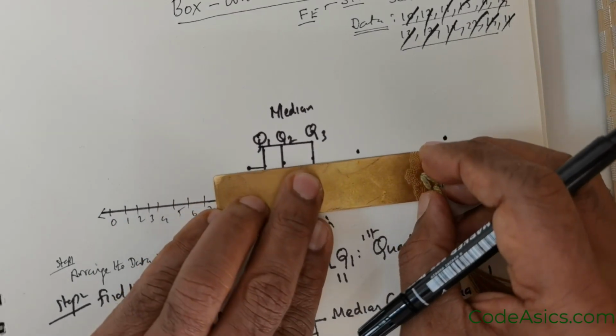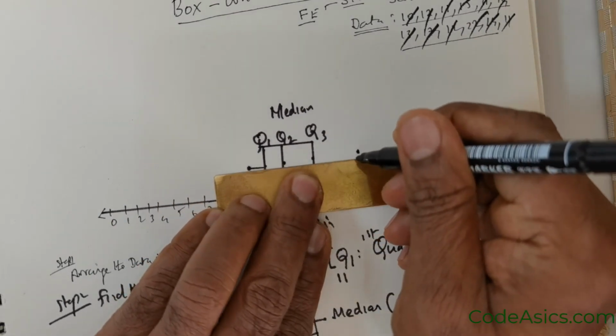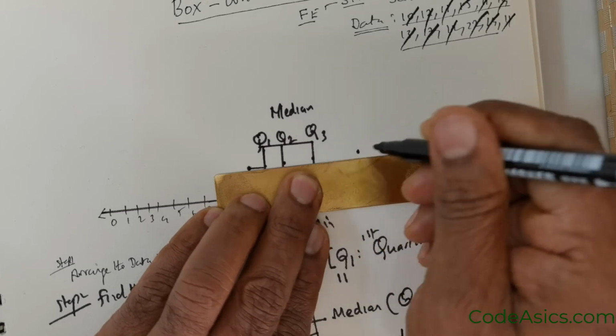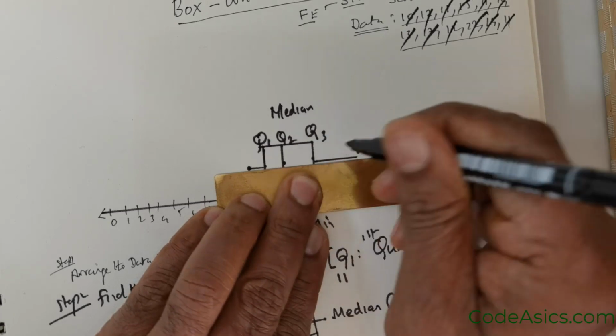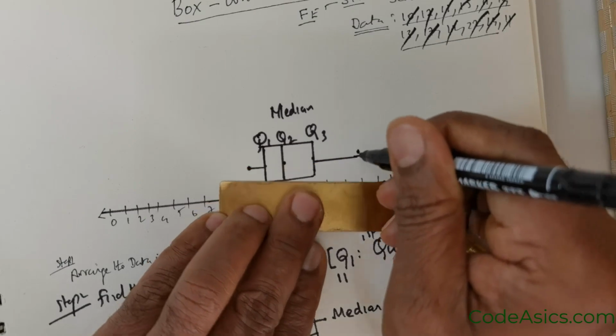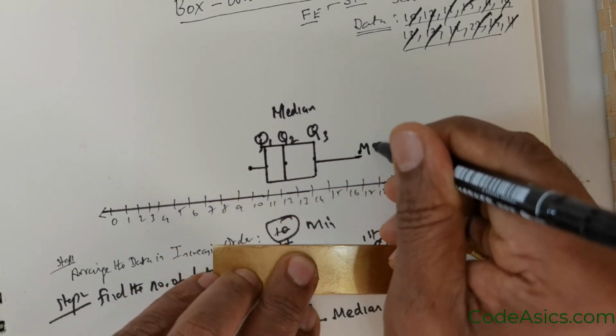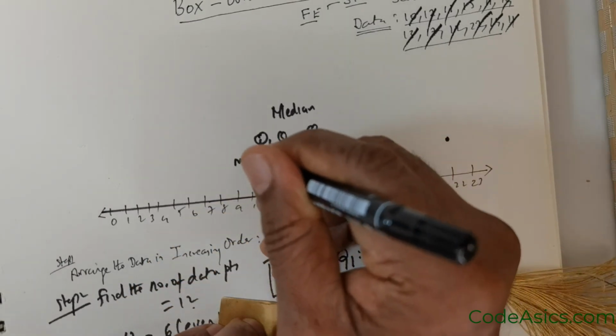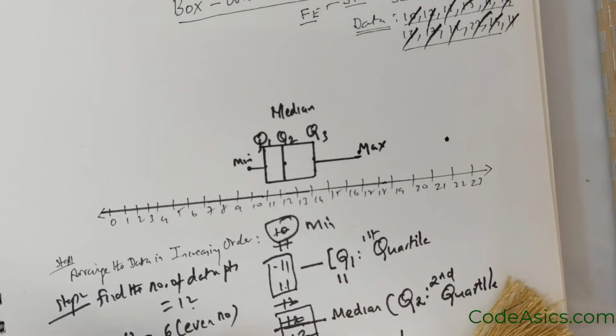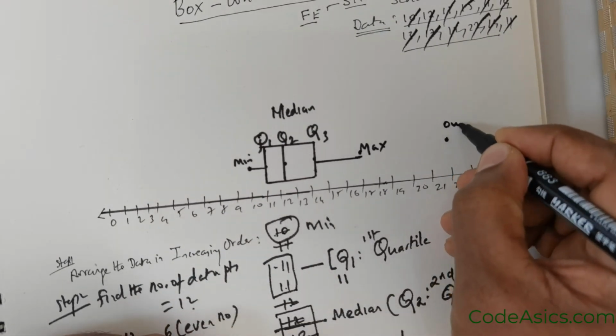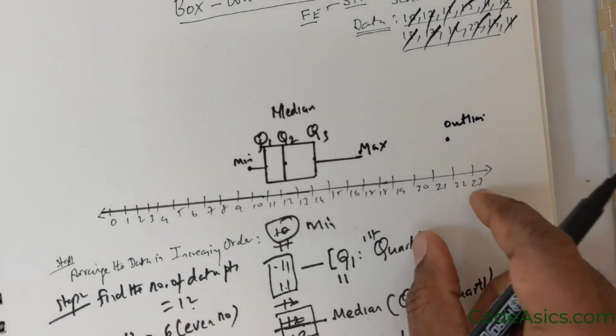You make sure to draw the line. Okay, so that is going to be my value. So I will just write the max and min. Okay, and what is this? This is going to be my outlier. So this is for the maximum entry.